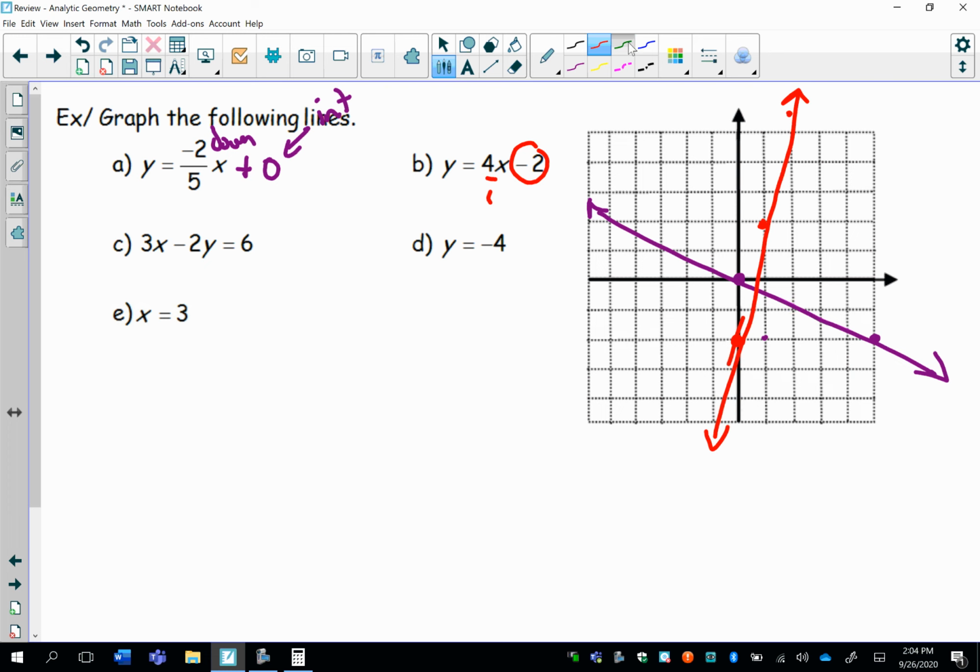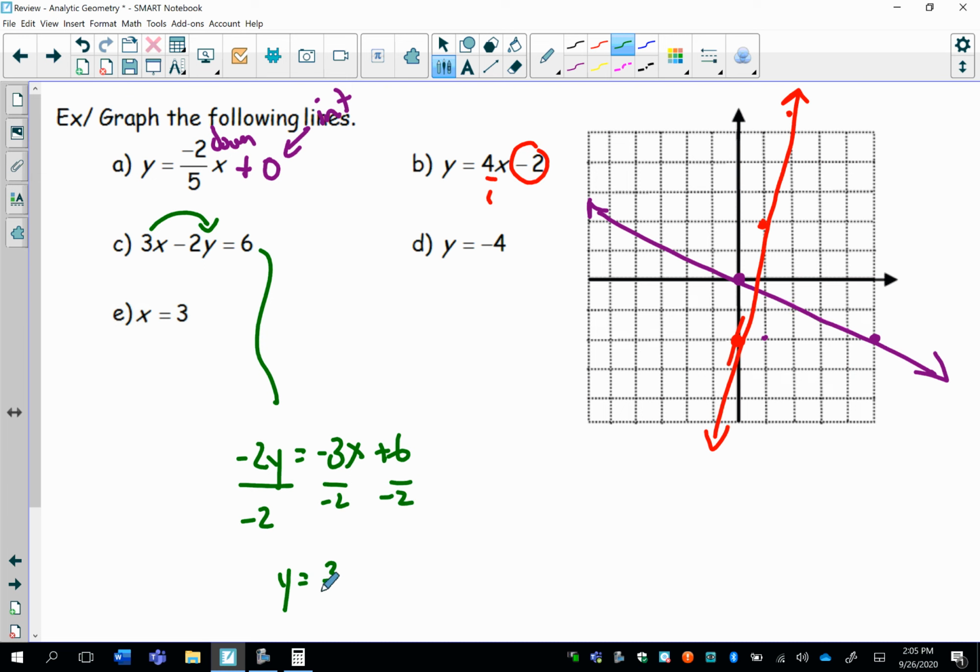Okay, C has a problem. It's in the wrong order. We can fix that. I can bring the 3x over to the other side. It'll become a negative 3x. And plus 6. That's negative 2y. We want to know what just y is. So we got to divide by negative 2. But whatever we do to one side, we do to the other. And we'll reduce whatever we can. So 2 negatives make a positive. 6 divided by negative 2 is negative 3.